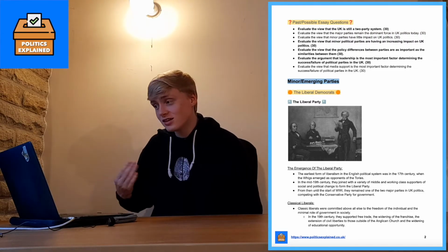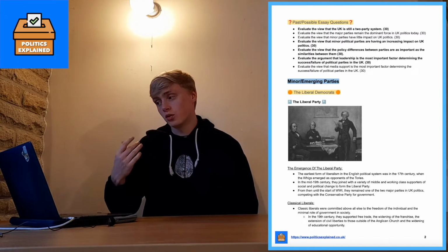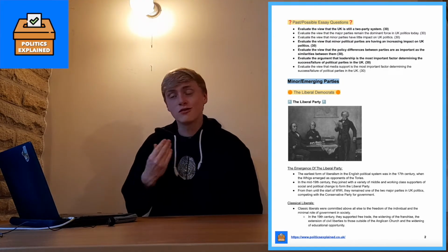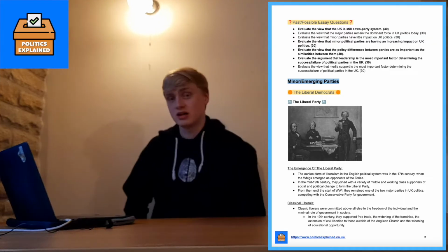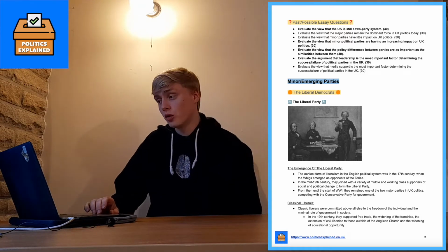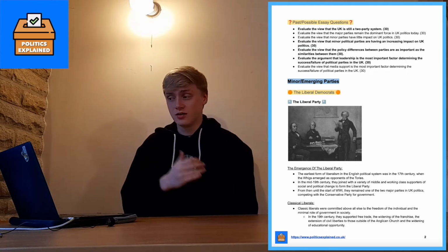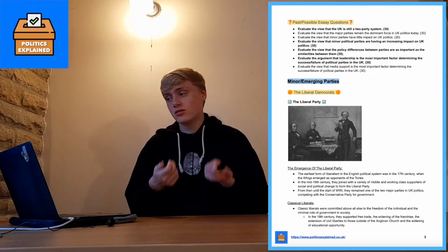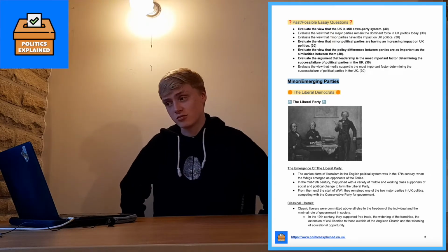In the mid-19th century, they joined a variety of middle and working class supporters, supporting social and political change to form the Liberal Party, who became one of the two parties with the Conservative Party in UK politics at the time. From then until the start of World War One, they remained one of the two major parties and competed with the Conservative Party, and for decades it was either the Conservative Party or the Liberal Party in government.